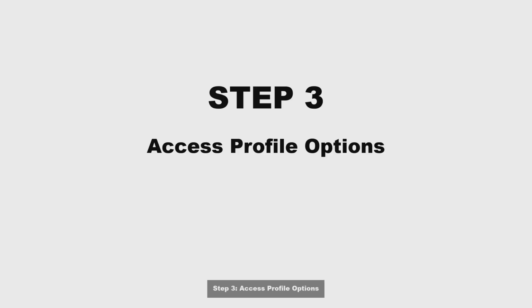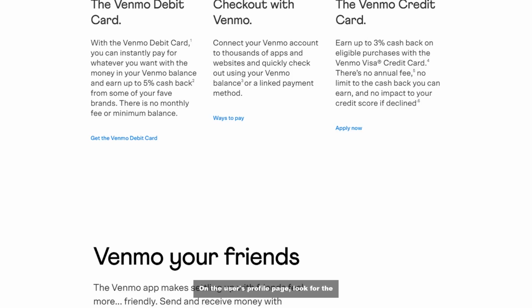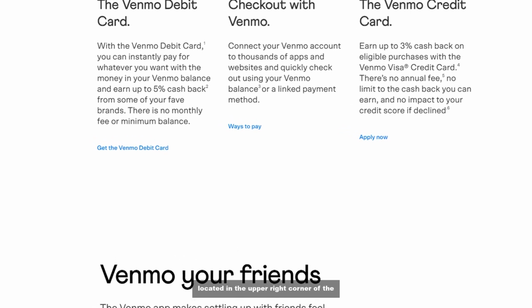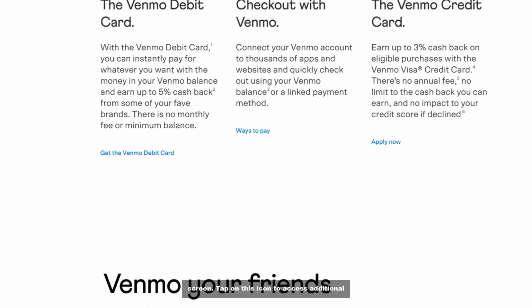Step 3. Access profile options. On the user's profile page, look for the 3 dots or the settings icon, usually located in the upper right corner of the screen. Tap on this icon to access additional options.